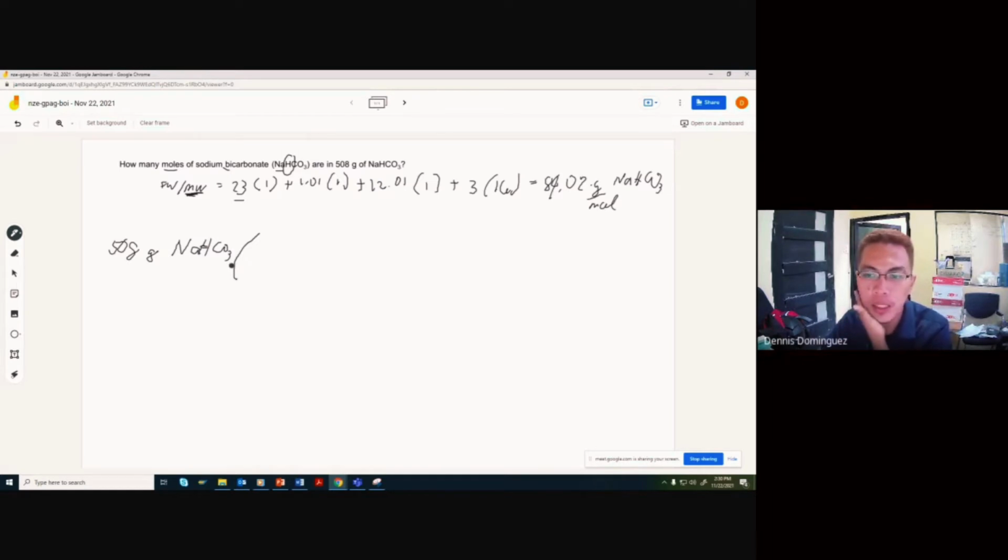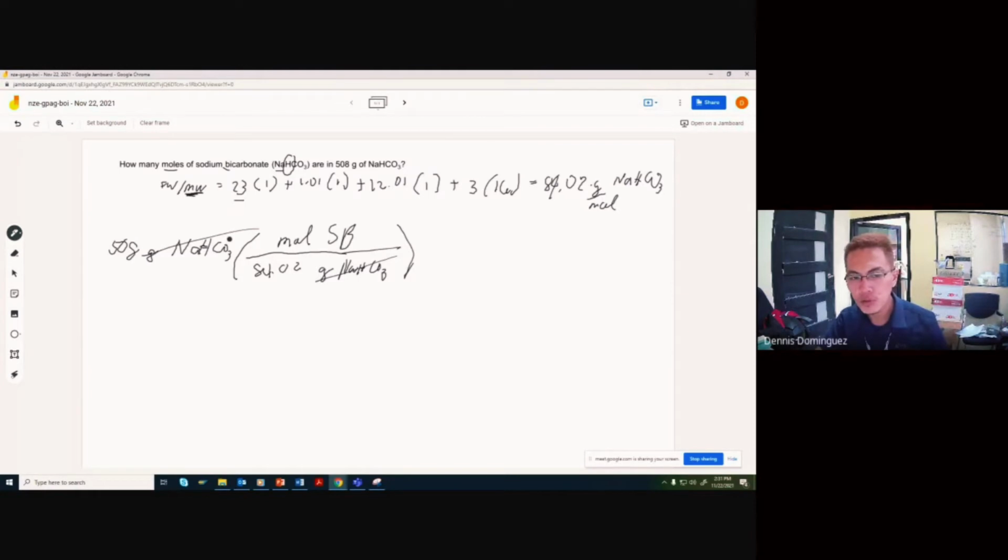So, grams of sodium bicarbonate, use the molecular weight of your compound. So, 84.02 grams of your NaHCO3 or sodium bicarbonate per mole of your sodium bicarbonate or SB na lang. Okay. Tapos what? So, makancel yung grams and grams, the denominator and the numerator.